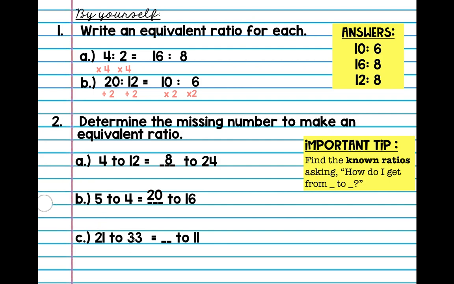Okay, so my known ratios are 33 and 11. So I can divide. 33 divided by what gets me 11? 3. And then do the same thing, 21 divided by 3 equals 7. Okay? All right, great job, guys.